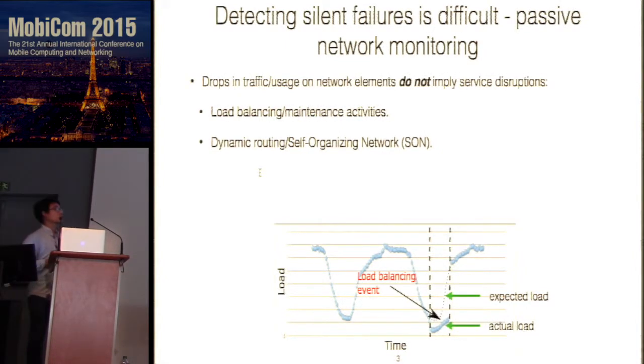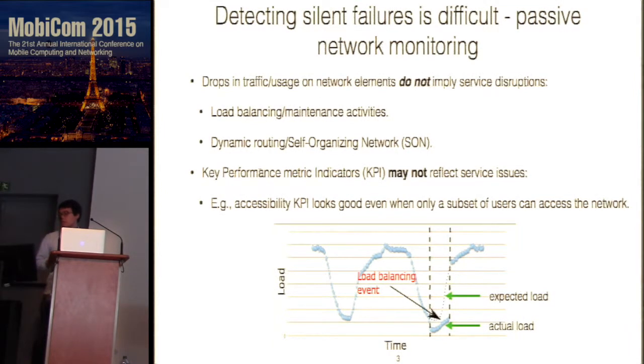For example, in this figure, we can see that the actual load on an S-gateway node, a serving gateway node, is significantly lower than the expected load. When a load balancing event happens, this load was shifted to another S-gateway node in the same pool, and the users were not impacted.